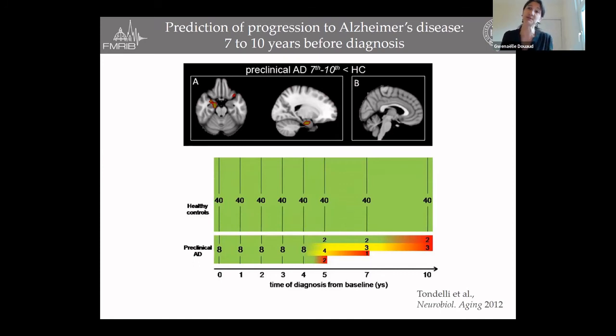It can also be seen by following healthy controls for long enough, but that's obviously not something that can be done in clinical routine. And something that has been shown by Giovanna Zamboni when she was in Oxford, showing that if you look at healthy controls and you follow them for long enough, you can see again, looking at the volume of the hippocampus, marked differences 7 to 10 years before they progress to Alzheimer's disease.